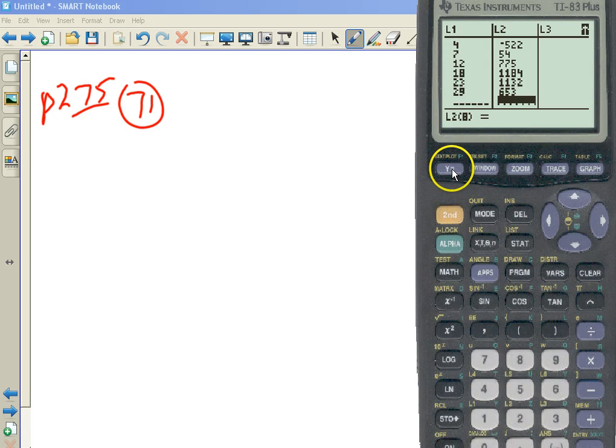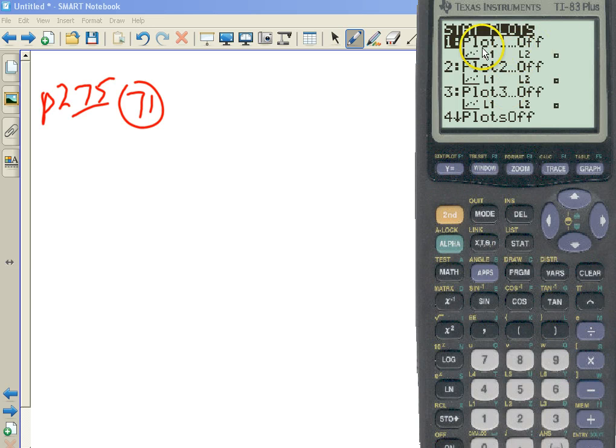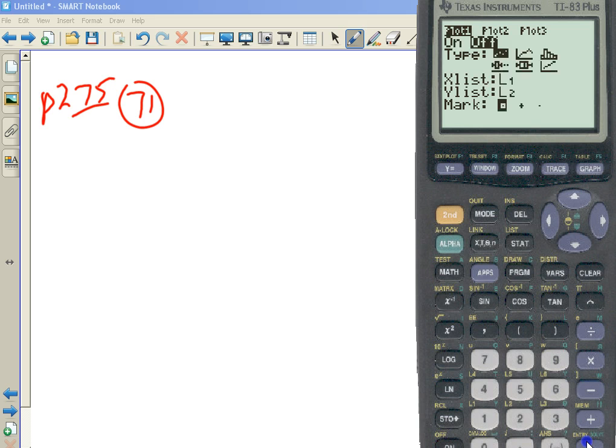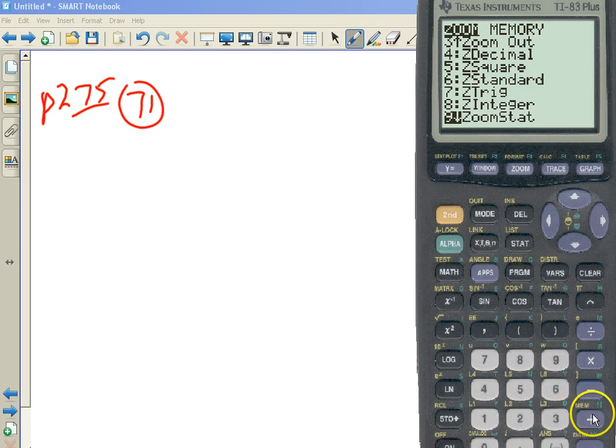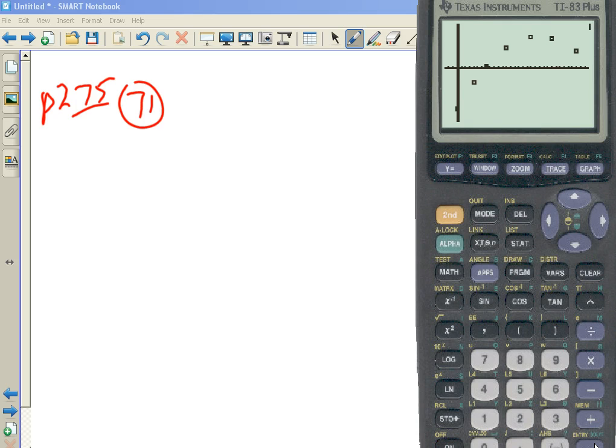How do you graph? Second, Y equals, Stat Plot. Make sure you turn one of these on. Do you have any of these on? Nope. So hit enter and hit enter. Now it's on. You want to highlight this if it's not highlighted, and you're using L1 and L2. Pick your favorite symbol. Now how do you set the window for this? Zoom 9 sets the window up for you.